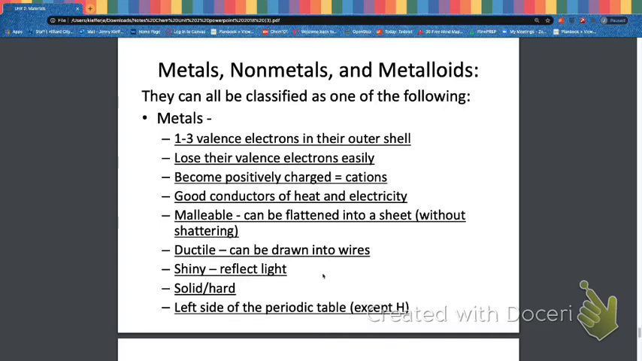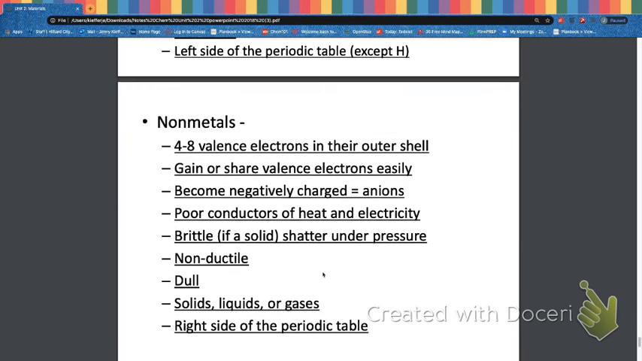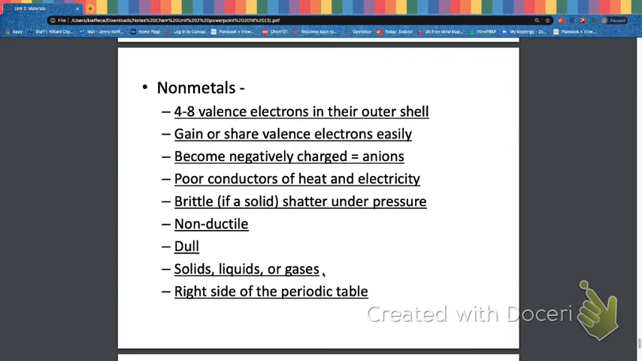So now we're going to talk about the nonmetals. Okay. Nonmetals are just what you would expect them to be. They're the opposite of metals. All right. So notice that metals have only a few valence electrons. Nonmetals have a lot of valence electrons, okay, 4 to 8. Nonmetals don't like to give away their electrons. They like to sort of hoard them, so they gain or share their valence electrons.